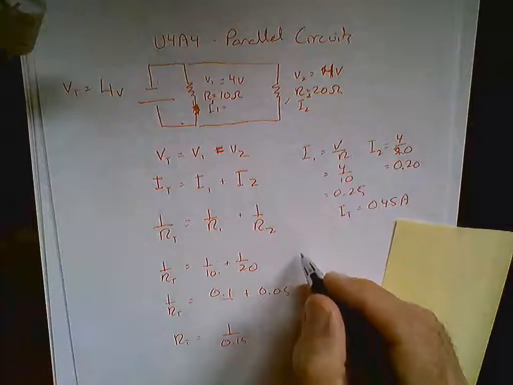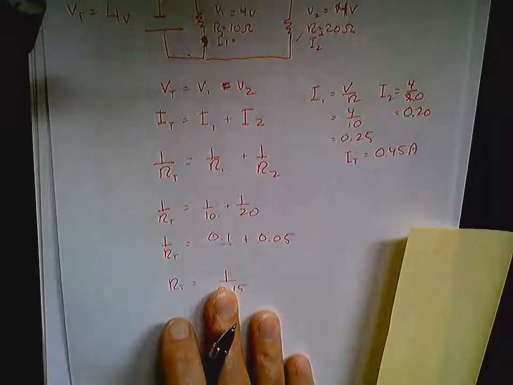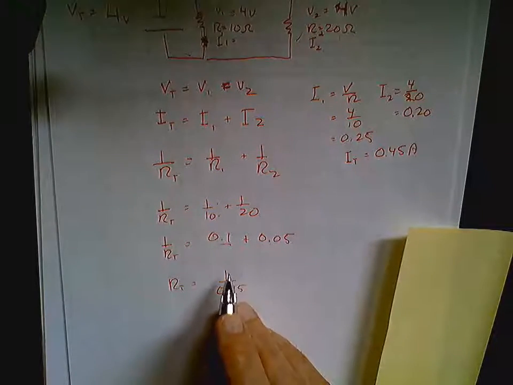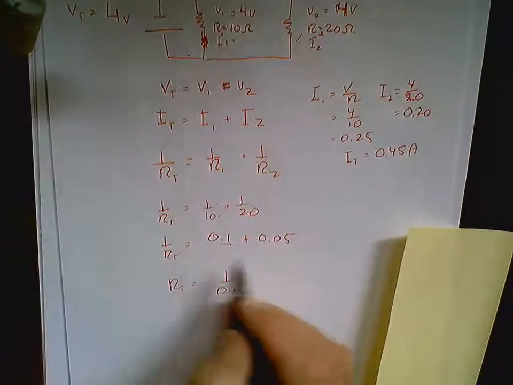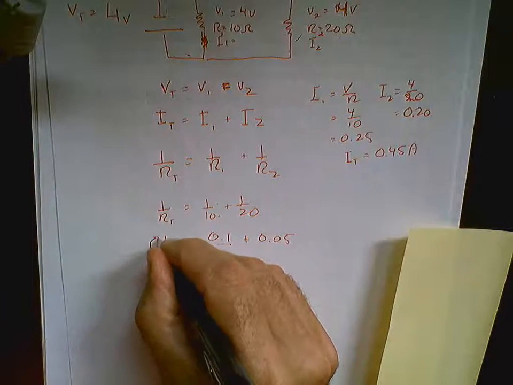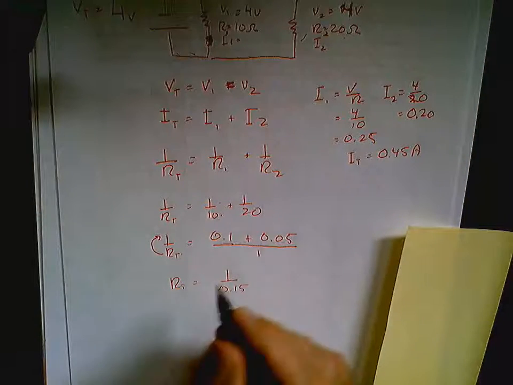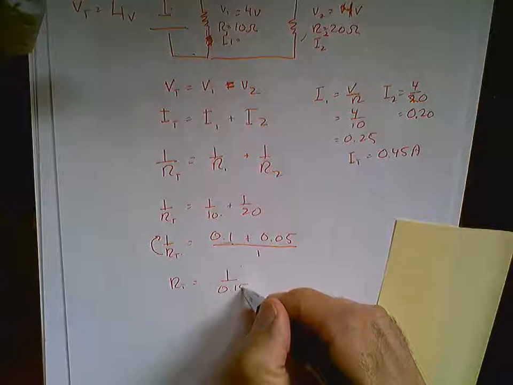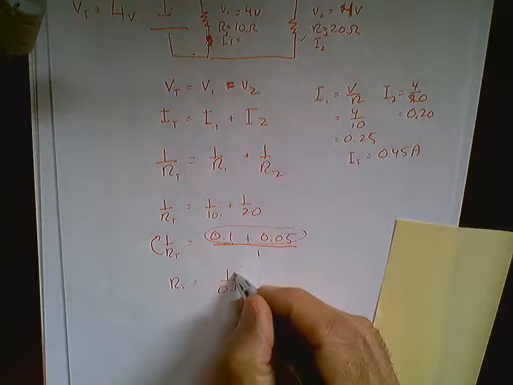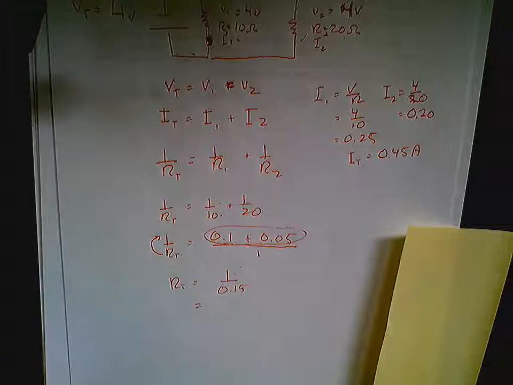So 1 divided by 10 is 0.1. Just throw that in my calculator. 1 divided by 20 is 0.05. Throw that into my calculator. I've got 0.15. Now I'll go back up here, and what I do is I want my RT on top. So all I do is I put RT over 1. Since these numbers are assumed to be over 1, it's now 1 over 0.15. In other words, take whatever numbers you get here and divide 1 by those numbers, and that will give you your answer. I hope that was clear.